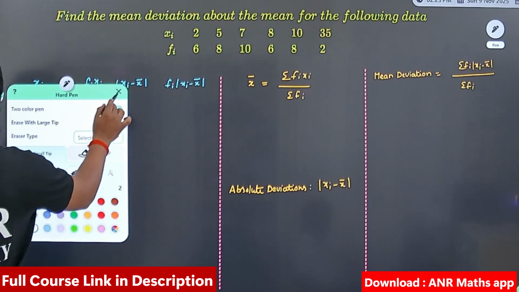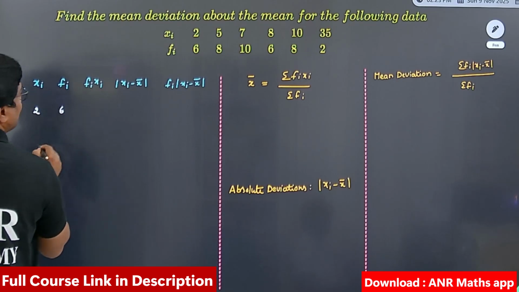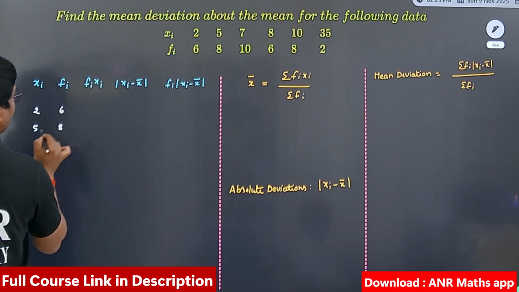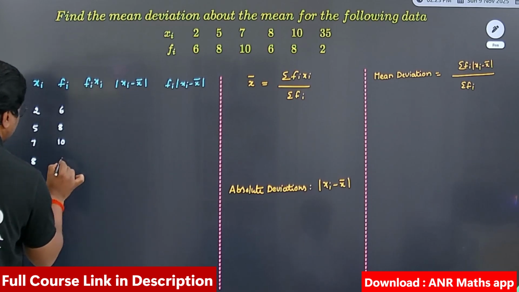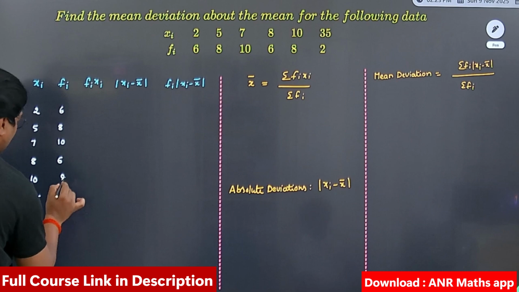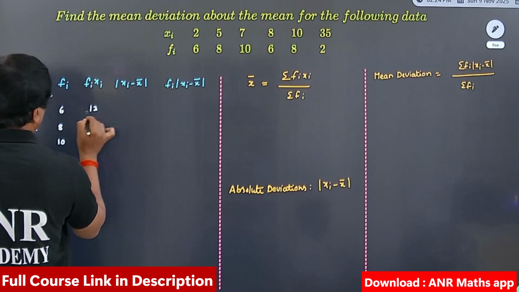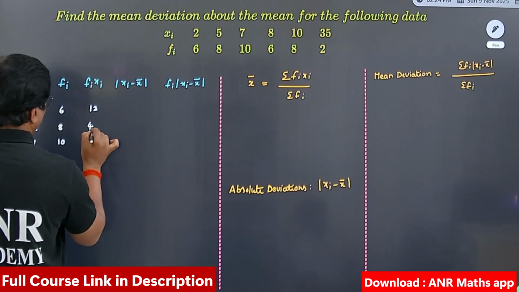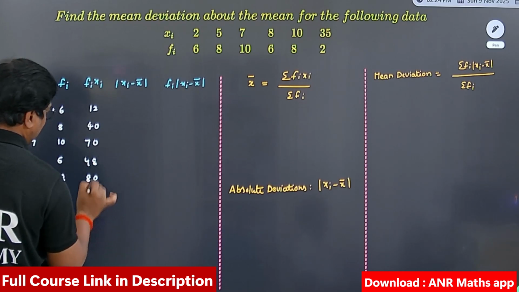Now xi values I am going to write 2, corresponding fi 6; 5, 8; 7, 10; 8, 6; 10, 8; 35, 2. Next, fi xi values I am going to write. This is 12, 2 into 6. Next, 5 into 8, 40; 70; 48; it is 80, and this is 70.